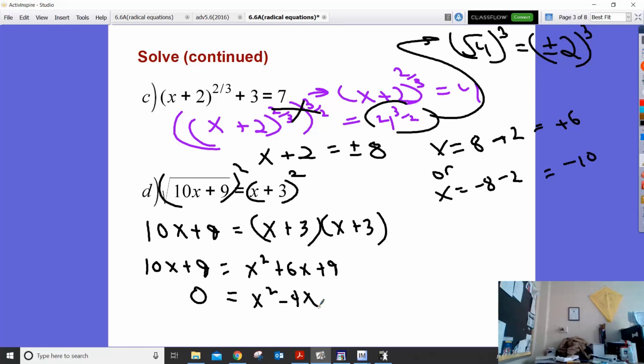I guess you could do the quadratic formula if you want. 6x minus 10x. 6x minus 10x, not negative 4x. Oh, sure. I'm shifting right. Oh, you're keeping it on that side, because x squared is positive.